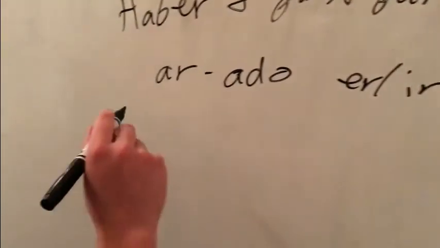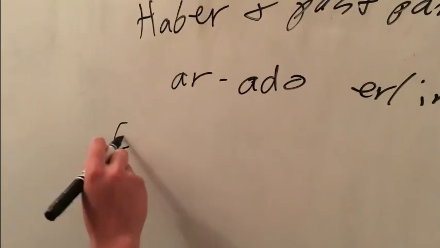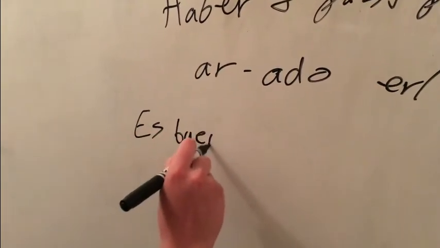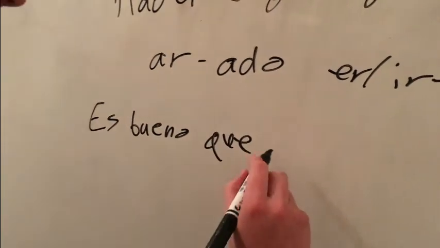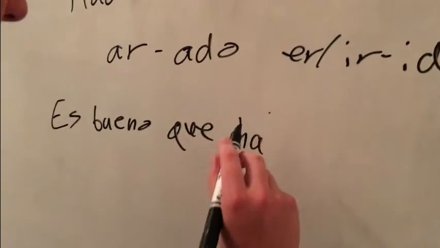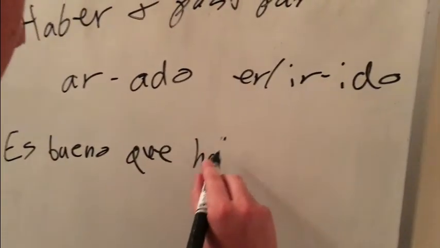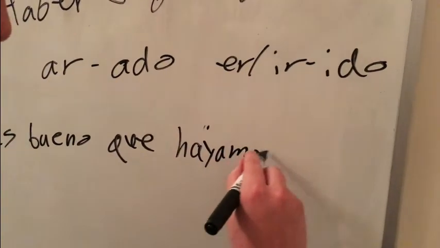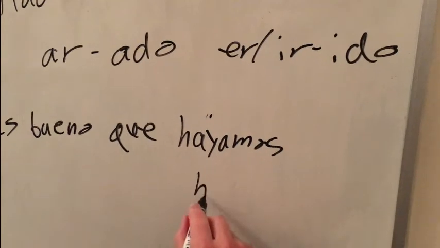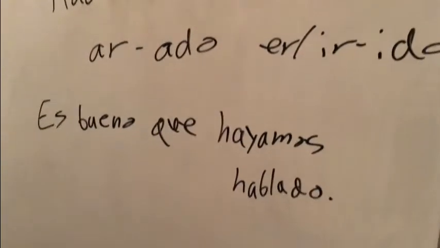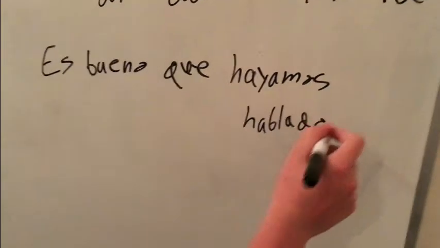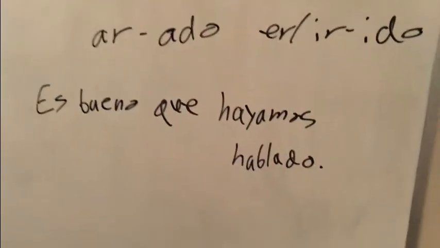So, for example, you could say, es bueno, it is good. You have to have your connector because it's still part of the formula. Que hayamos hablado. It is good that we talked. And then all you have to do is you just take whatever IR or ER verb you want, you take off the ending, put in ado or ido, conjugate haber, and you're done.